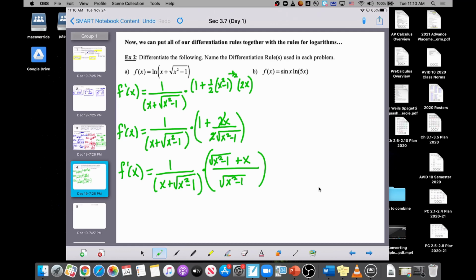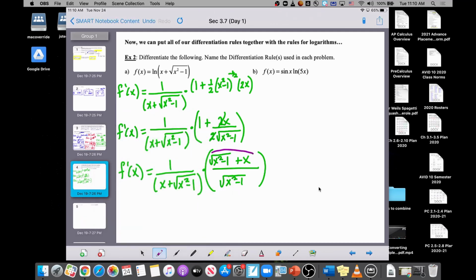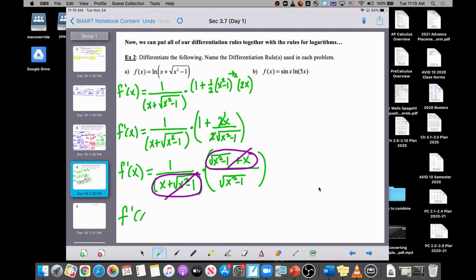And the only reason that this appeals to me is because if you now look at this term right here, which is upstairs, the square root of x squared minus 1 plus x, that's a family. And you look over here downstairs, x plus the square root of x squared minus 1, they are the same. So I can reduce those. So then my final answer, which looks a lot neater, is f prime of x is equal to 1 over the square root of x squared minus 1. But that was some kind of fancy algebra going on there.